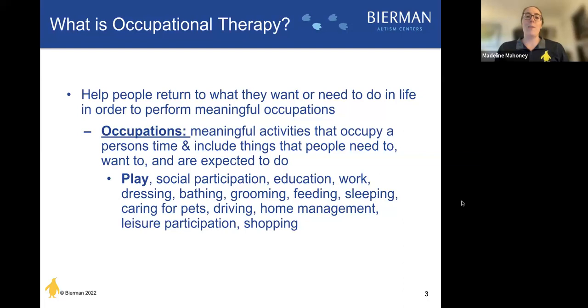So just to start off, briefly touch on what is occupational therapy. Basically, occupational therapy is helping people return to what they want or need to do so that they can perform meaningful occupations. And an occupation is really anything that occupies a person's time. It can be things that people need to do, want to do, or are expected to do.